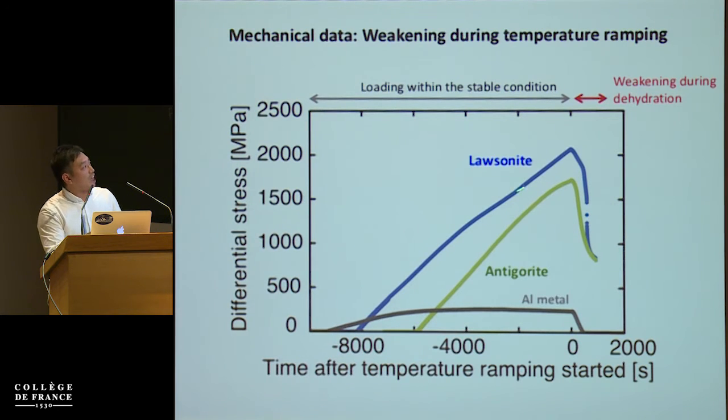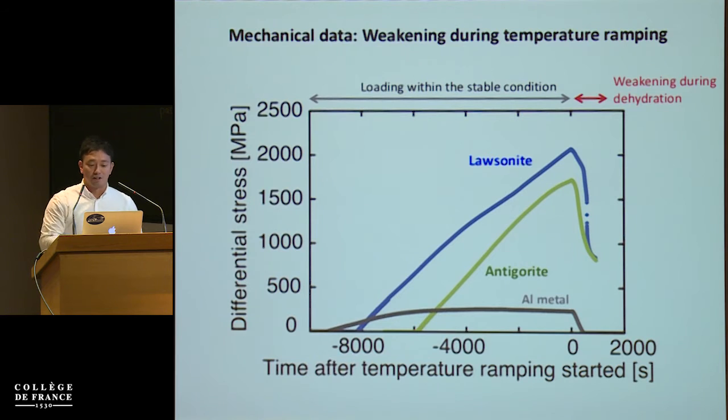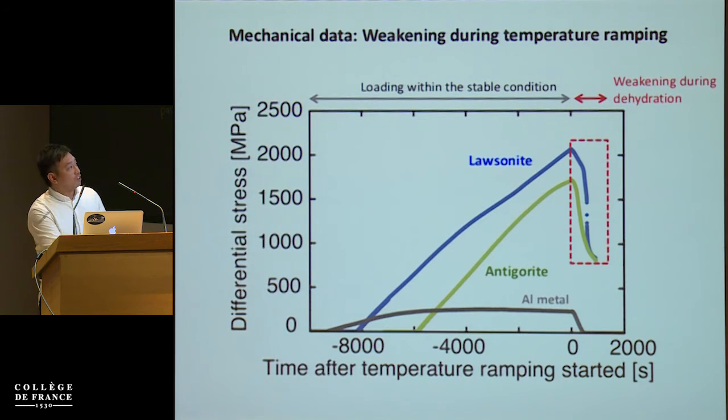But this looks like a line, but actually it's a dot each second. So during temperature ramping, we have a fast slip for lizardite because we have 1 point here. This means between here and here is just 1 second. We have a fast stress drop during the dehydration reaction for lizardite, but it's smooth for antigorite. This means we have slow weakening during antigorite dehydration. So let's take a look at this part in detail.